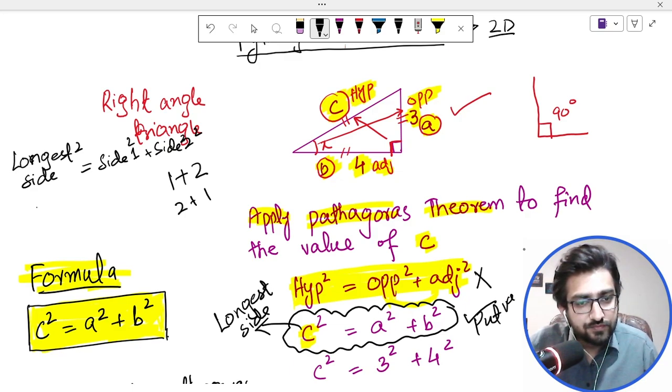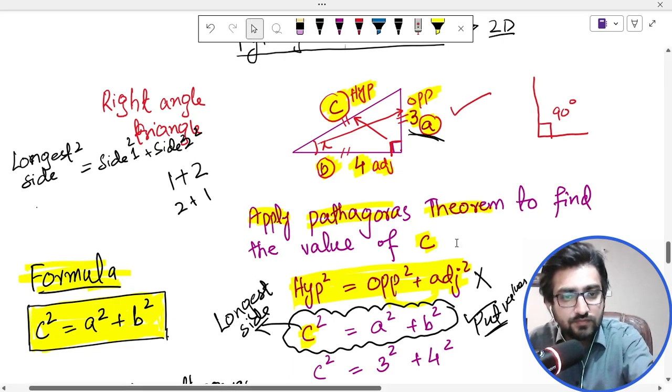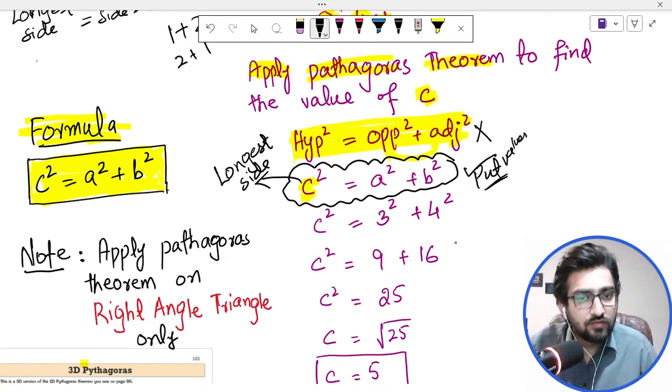Put values. So a is given, that is 3. So put 3 here with the square. B is 4. So b is 4 square. So now solve for c. 3 square is 9. 4 square is 16. Add them together, 25. And this is c square equal 25.